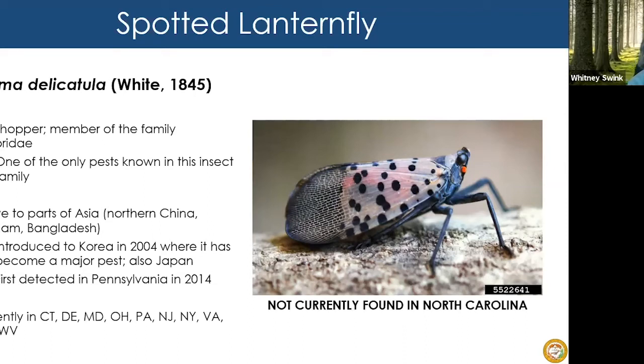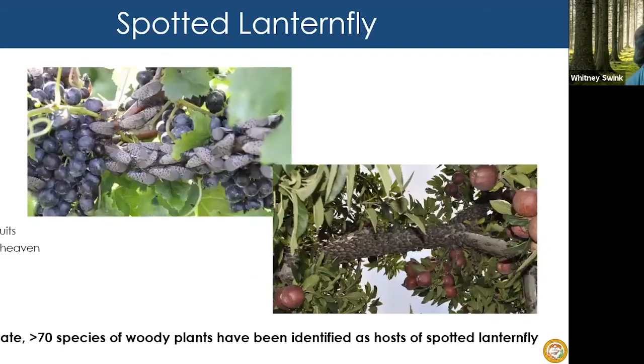Again, like with many of our invasive insects, it is native to parts of Asia. It was first introduced in Korea in 2004, and it became a major pest of grapes and peaches. It was introduced in Japan, and of course, it's also been introduced, sadly, here in the United States. It was first detected in Pennsylvania in 2014, and since then, it has spread into Connecticut, Delaware, Maryland, Ohio, other parts of Pennsylvania, New Jersey, New York, Virginia, and West Virginia. It's not here, as I said, but we're very worried. It's just a matter of time.